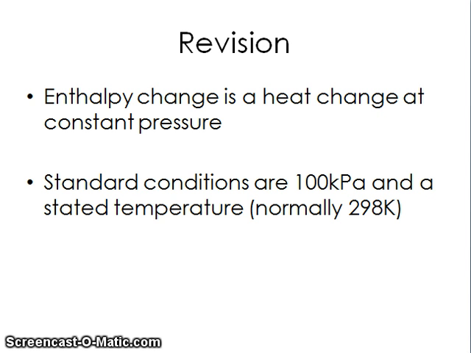So, quick bit of revision before we start with the main definitions. Enthalpy change is a heat change at constant pressure. And the standard conditions that we use are 100 kilopascals and a stated temperature, which is normally 298 Kelvin.